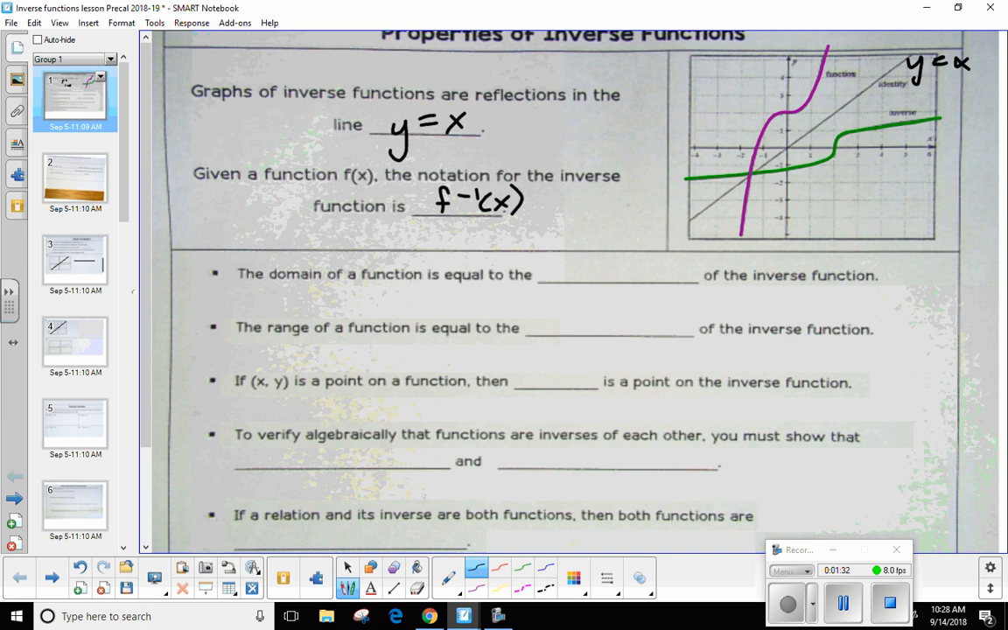Okay. The domain of a function is equal to the blank. Okay, Aiden, say it again. Range of the inverse function. Okay. So the range of a function is equal to the domain of the inverse function. Yes.